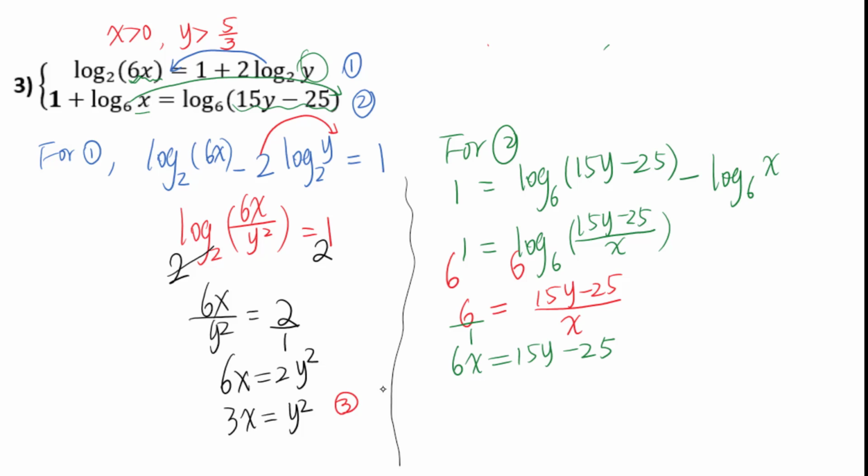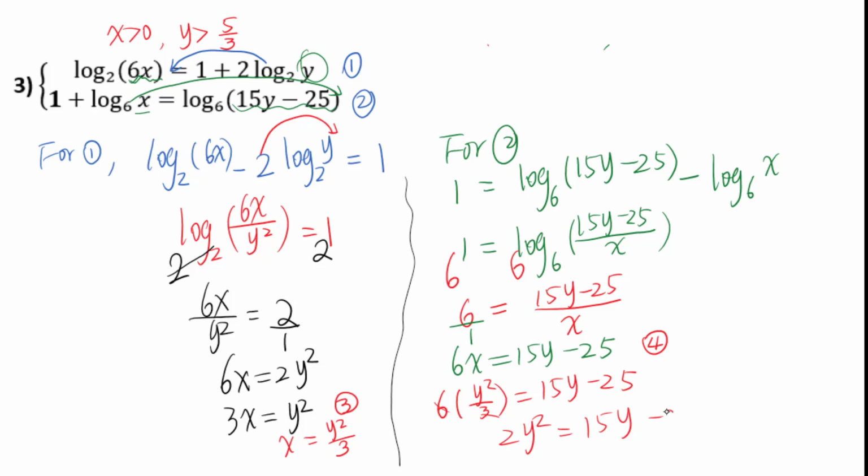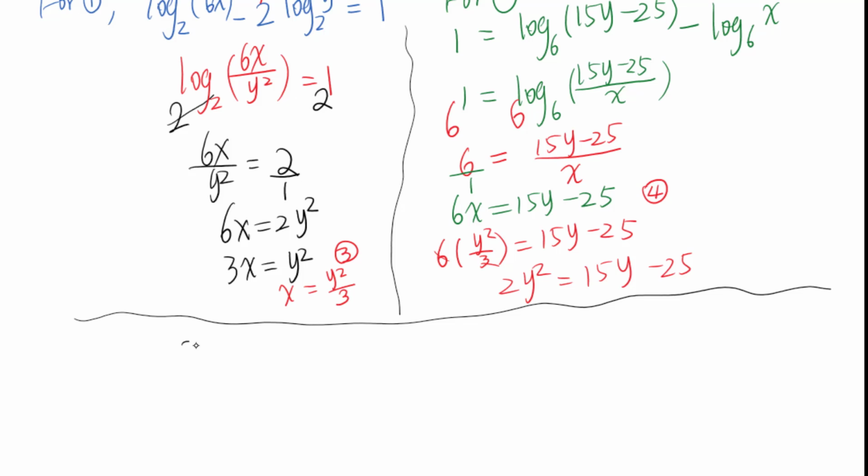Let's label this as the third and this as the fourth equation. For the third equation, we get x equals y squared over 3. Plug into the fourth equation. 6 times y squared over 3 equals 15y minus 25. Reduce: 2y squared equals 15y minus 25.